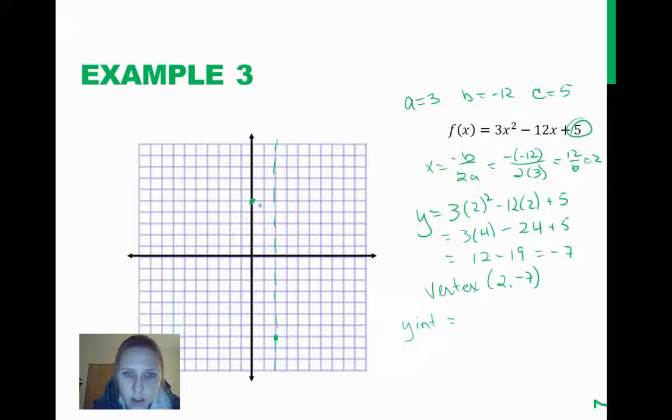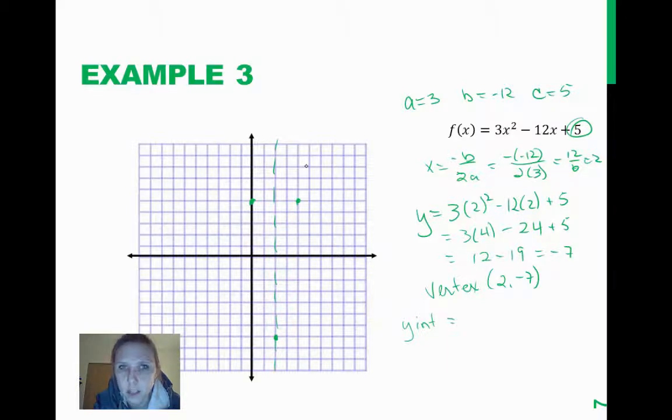Here's our y-intercept. And I know that there is a mirror point across, equidistant from the axis of symmetry. So there, it goes over 2 to get to the axis of symmetry. So I can go 2 more to find a point right here. Now I can also look at this and try to solve it for the x-intercepts.